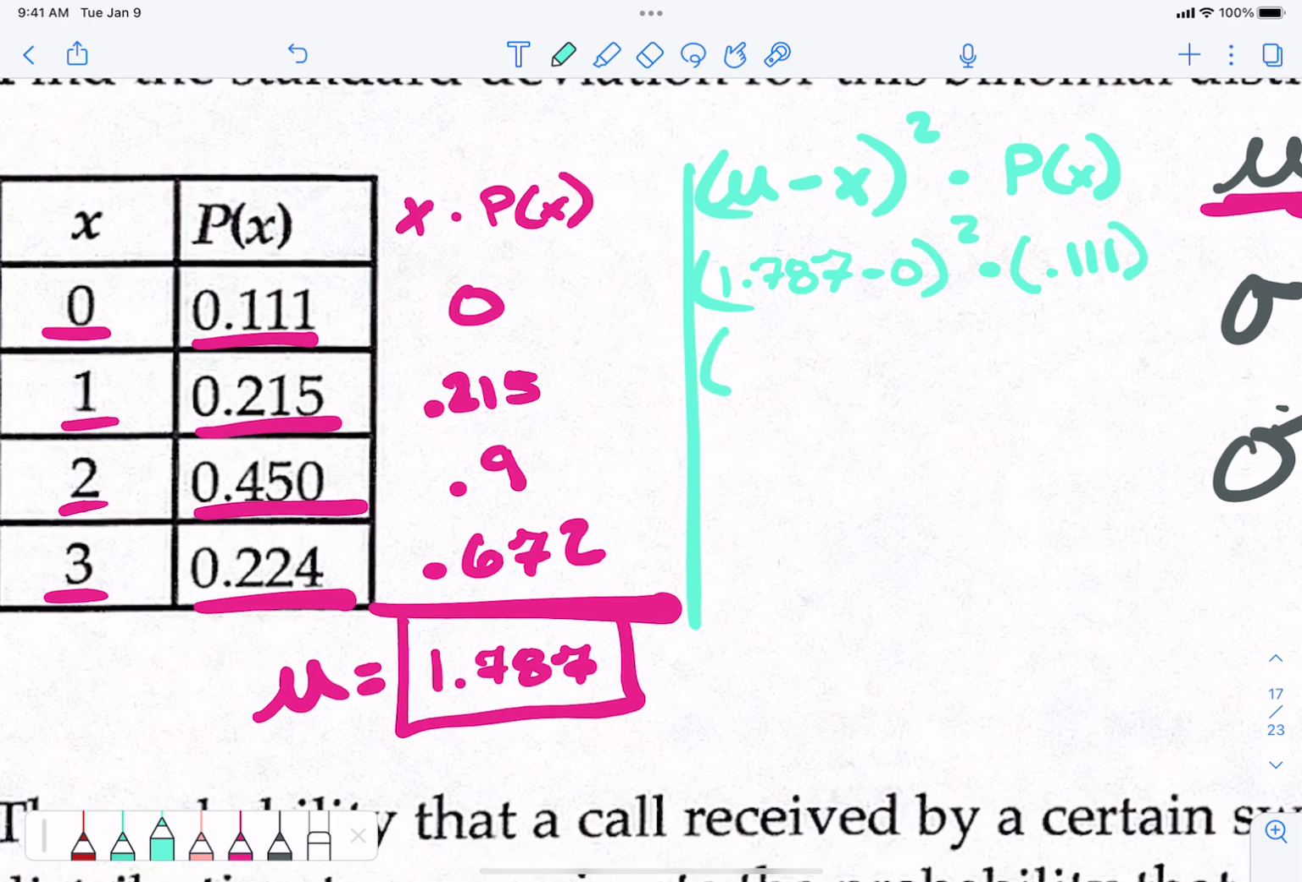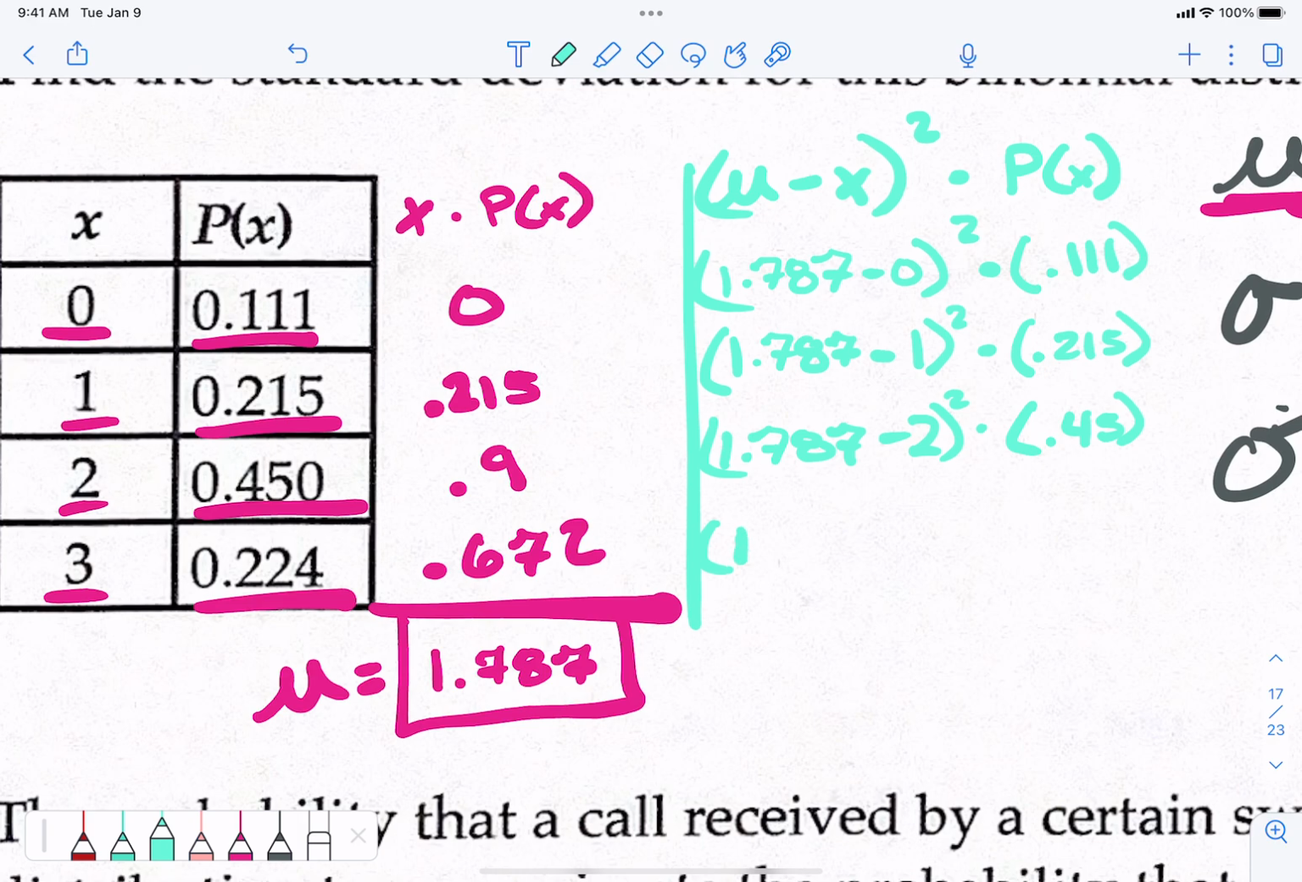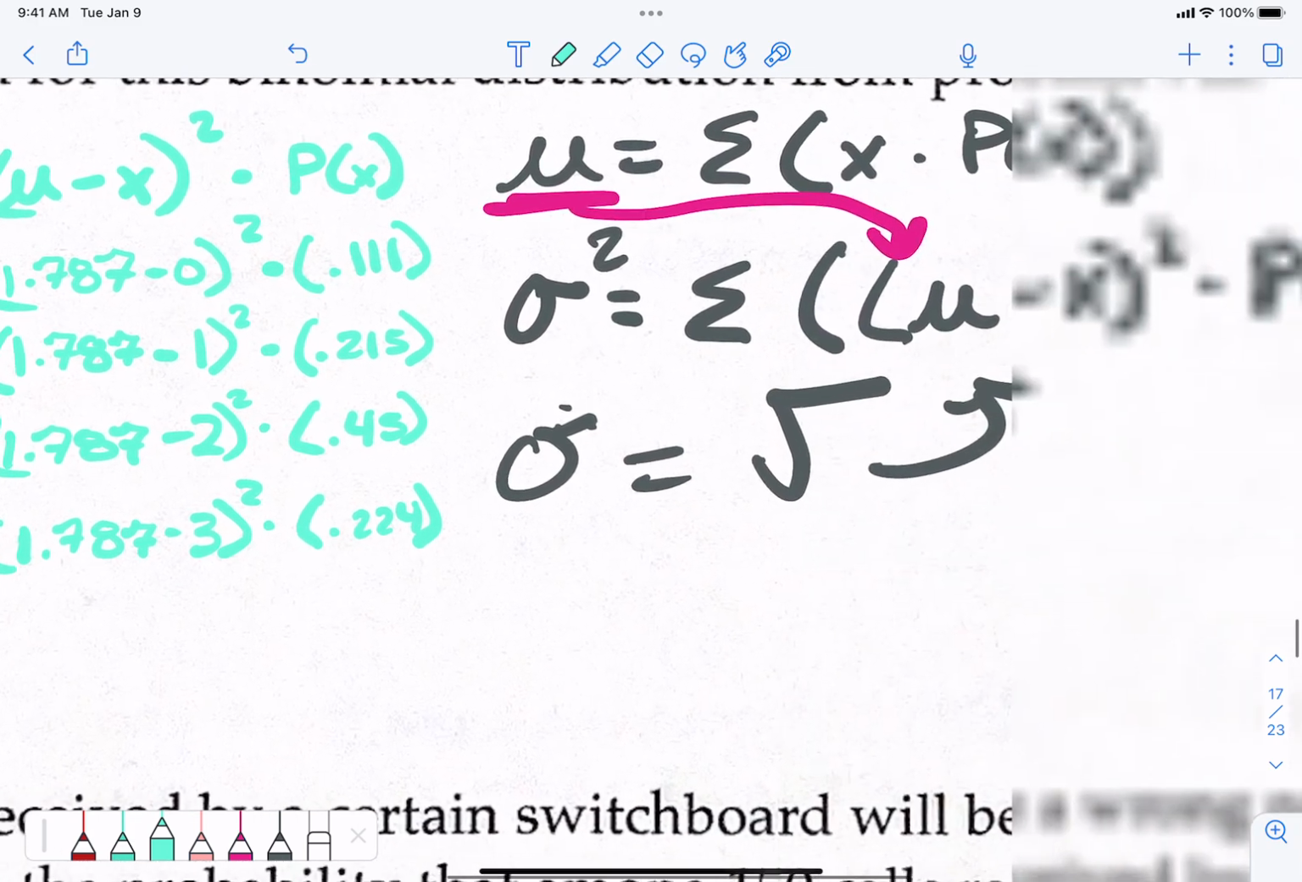Then I'm going to take 1.787 and I'm going to subtract 1. And I'm going to square it. And I'm going to take that one times 0.215. Okay, then I'm going to take 1.787 minus 2 squared times 0.45. Then I'm going to take 1.787. It's not a hard process. You just have to keep doing it over and over again. Right? Times 0.224. Okay, we're going to get each one of these numbers.